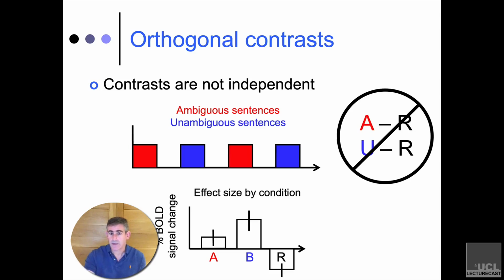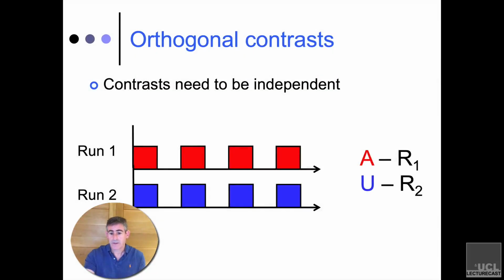Well, how would you modify a design like this? Well, you could just do it in different runs, right? So if you had a run where you tested A and a run where you tested B, well then by definition, even though there's rest in both of them, they're different data, and therefore they are independent of one another.